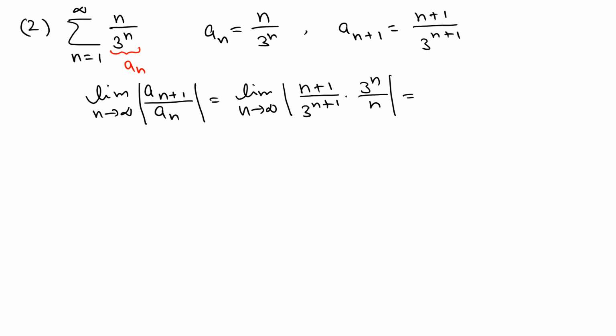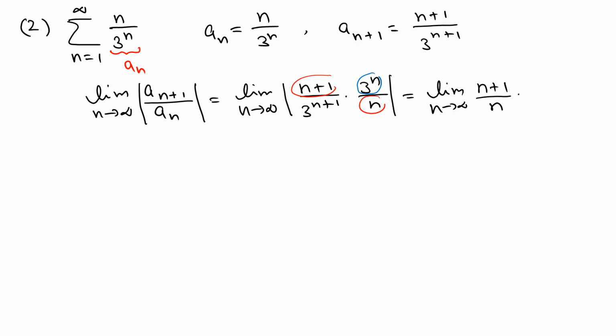So we can say limit n goes to infinity. Now what we can do, we can combine these two together, this and that. So we can write this one as n plus 1 over n. Now what else is going to happen is, you can see we have a 3n term here, and then we have 3n plus 1.